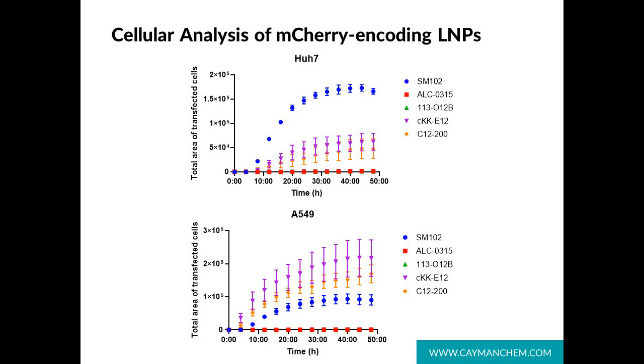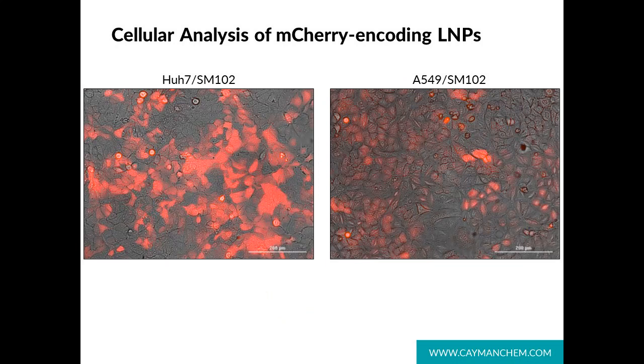On the bottom, you can see that the results were different in A549 cells, which is the lung epithelial line. The same 3 particles induced expression, but CKKE12 and C12-200 induced more widespread expression than SM102. Actually visualizing just the SM102 induced expression in the 2 different cell lines, you can see that the mCherry fluorescence in the HUH7s on the left appears substantially more intense than that of the A549 cells on the right, suggesting not only more widespread transfection, but higher protein production in these cells.